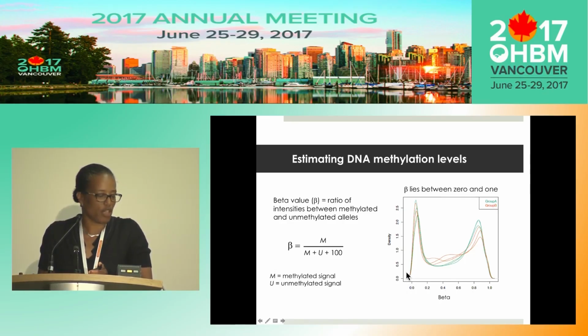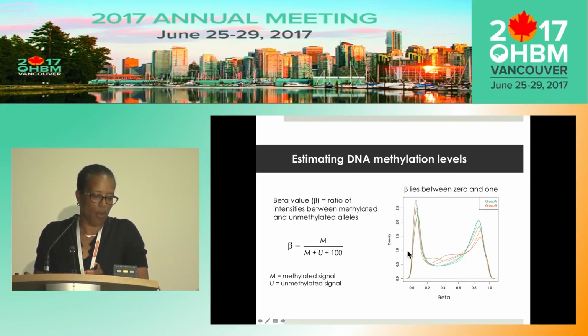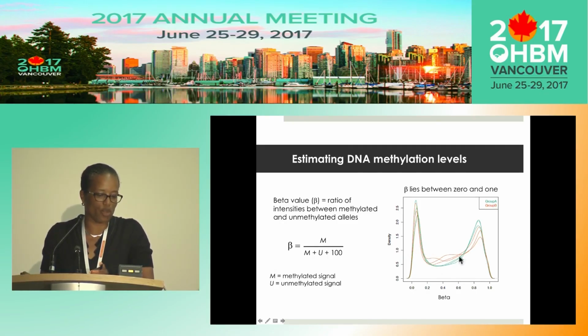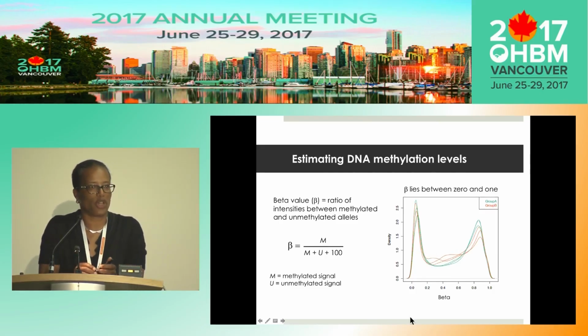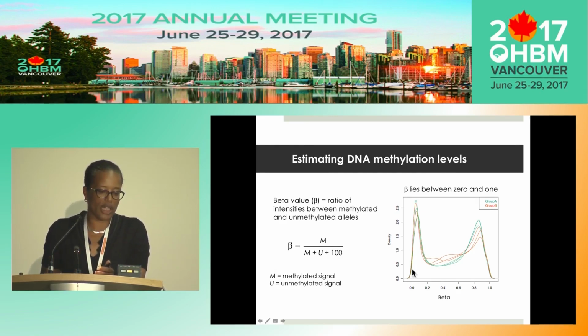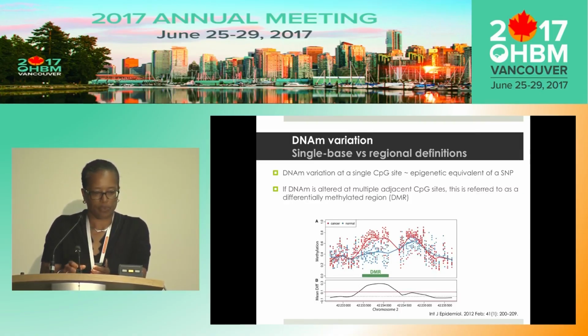It usually ranges from 0 to 1, and you have a distribution such that most sites are either non-methylated or methylated with a beta value of 1, and then you have some sites with intermediate levels of methylation. So as opposed to DNA sequence variation, where you have either an allele that is there as homozygotes, heterozygotes, or homozygotes for the minor allele, here DNA methylation occurs via a range of values between 0 and 1.